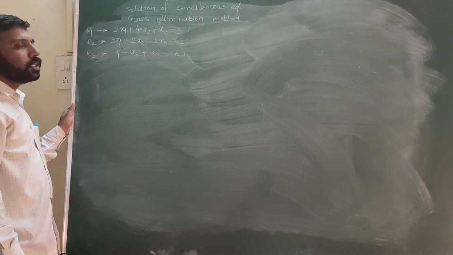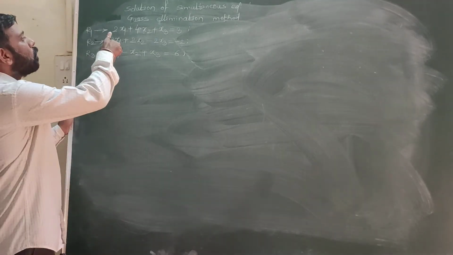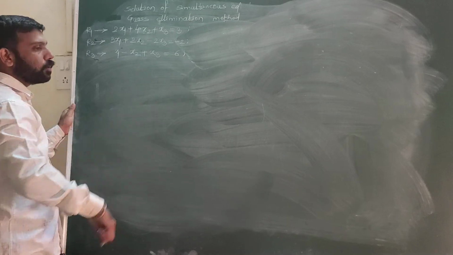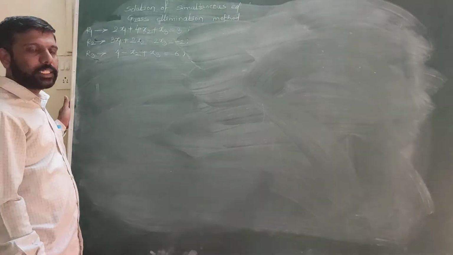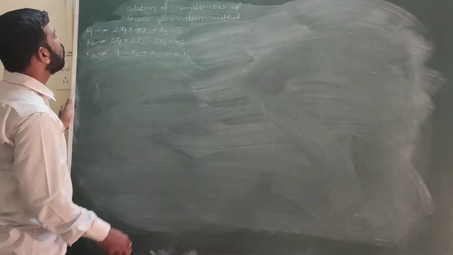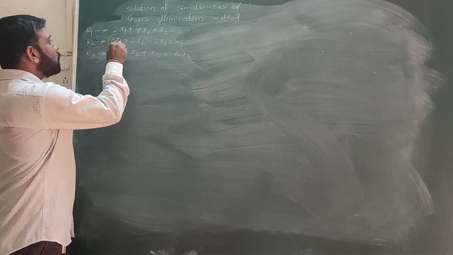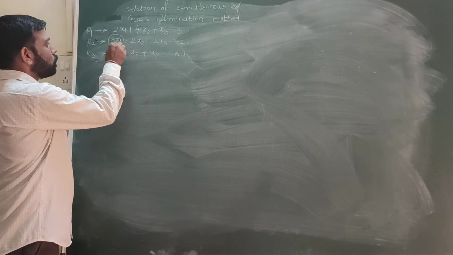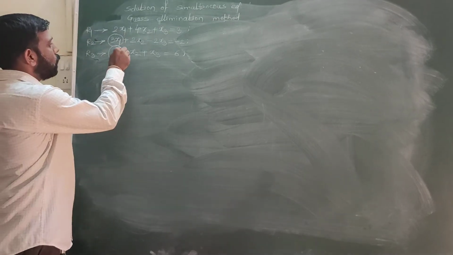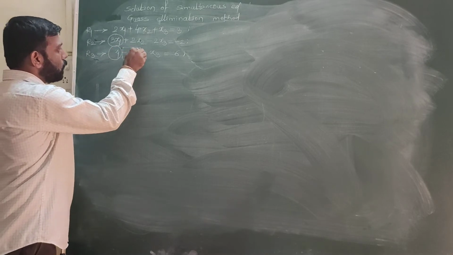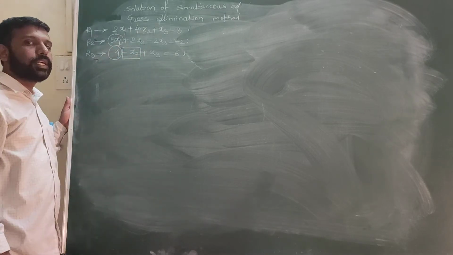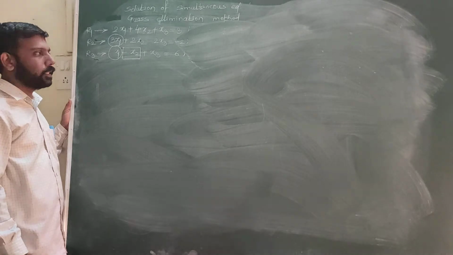What is the Gauss elimination method? Reduce the given system of equations to an upper triangular matrix. It means make these two elements 0. Later on, make this element 0. So this is reduced to an upper triangular matrix.